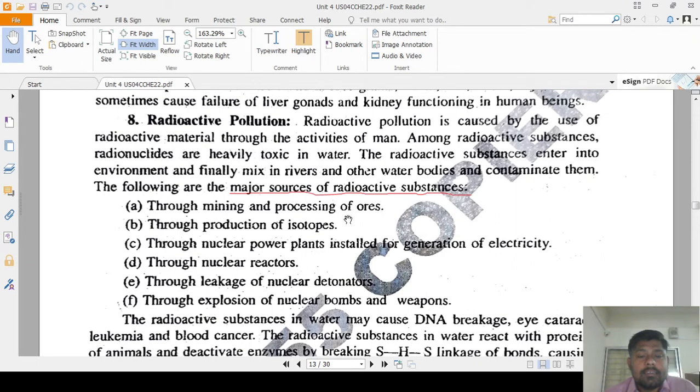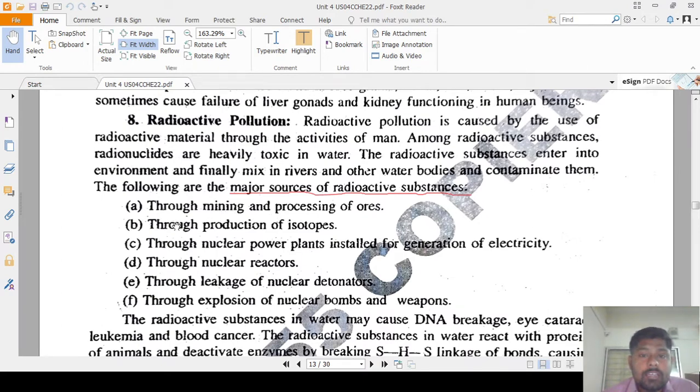Next, the sources of radioactive substances. What are the major sources of radioactive substances which are added into the water and may pollute it? Number one source is the mining and processing of ores. Ores means the form of the metal from which we purify the metals.